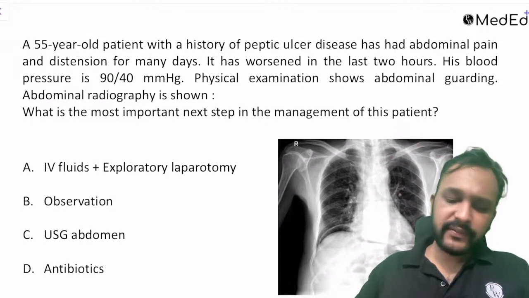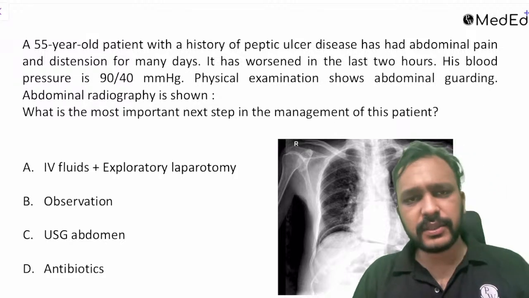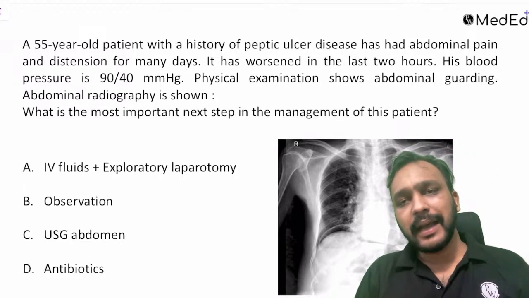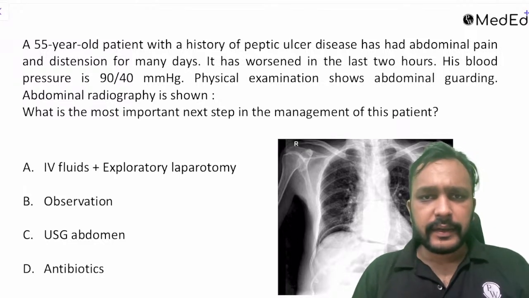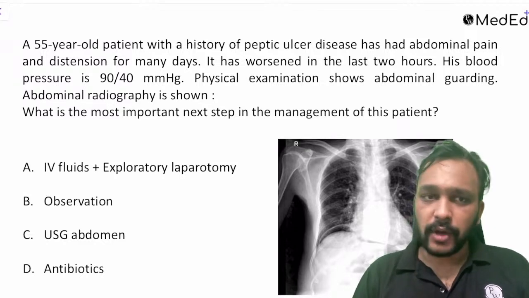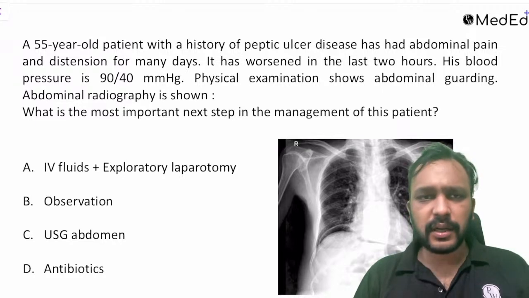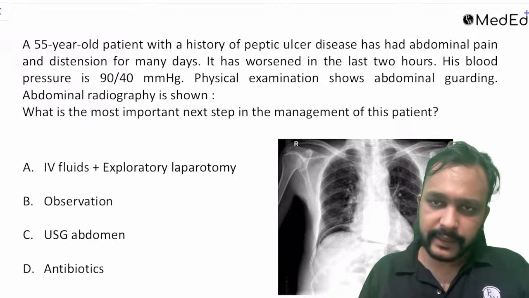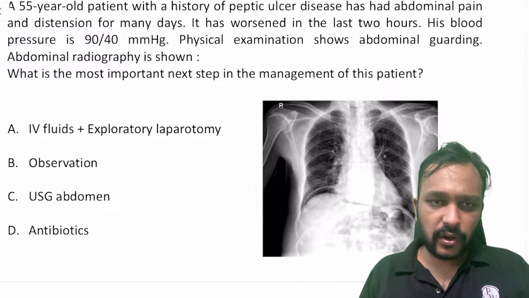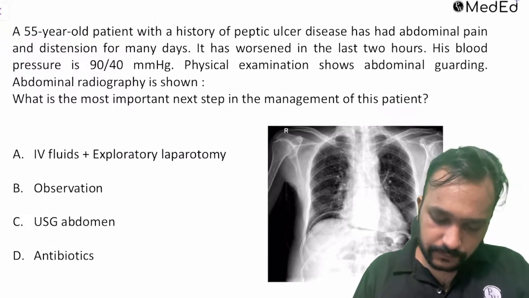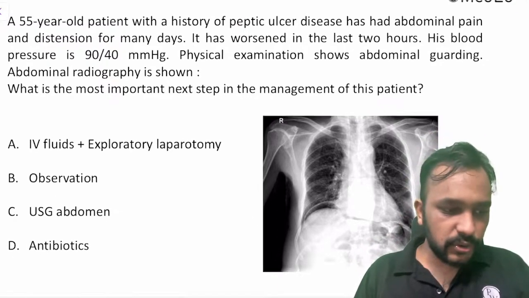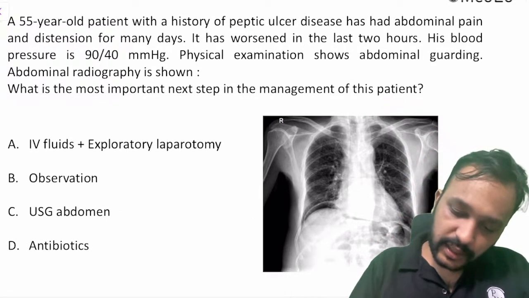A 55-year-old patient with history of peptic ulcer disease has had abdominal pain and distension for many days, right? Physical examination shows abdominal guarding. Abdominal radiography is shown below. What is the important next step in the management of this patient, right? So what have been shown to us? Anyone?